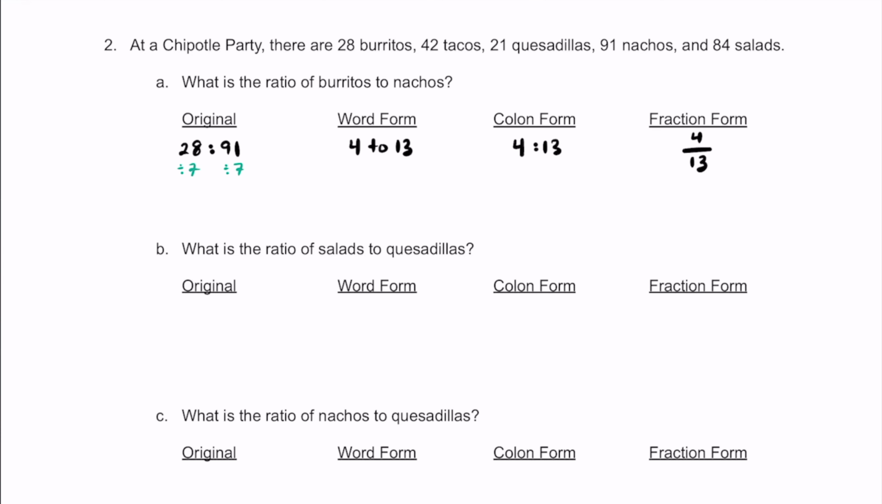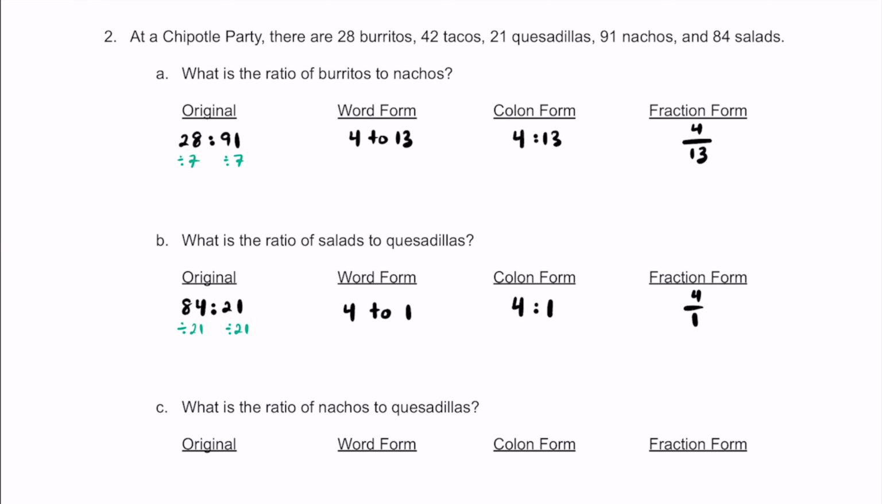For B here, we have a ratio of salads to quesadillas. So salads, it looks like we have 84, and in quesadillas, it's going to be 21. So we have a ratio of 84 to 21. Now what's their GCF? Well, if you go ahead and write it out, you can use different methods, but the GCF here is going to end up being 21. So if we simplify this, 84 divided by 21 is going to be 4, and 21 divided by 21 is going to be 1. So this is a ratio of 4 to 1. Using a colon, 4 to 1. Using fraction form, 4 to 1.